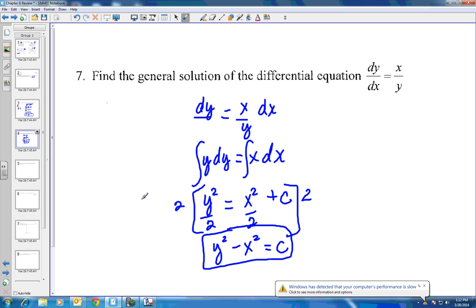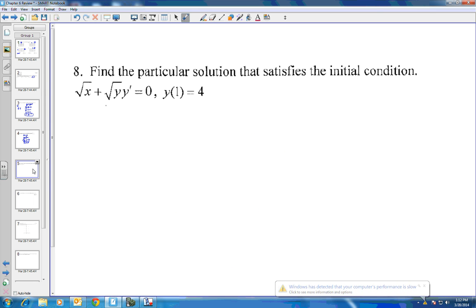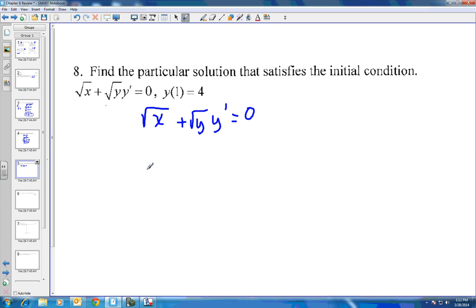All right, number 8. Find the particular solution that satisfies the initial condition. So first of all, here's what I have. Square root of x plus the square root of y times y prime equals 0. What do I need to move? Okay, I'm going to move this x over. Since I know I'm going to end up integrating, instead of using square root of x, I'm going to write those to the 1/2 power. So I have y to the 1/2 power times y prime equals negative x to the 1/2 power dx.